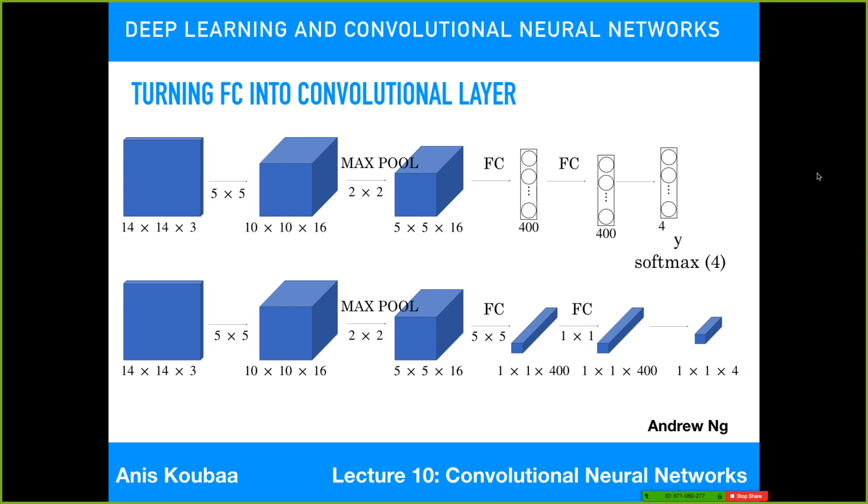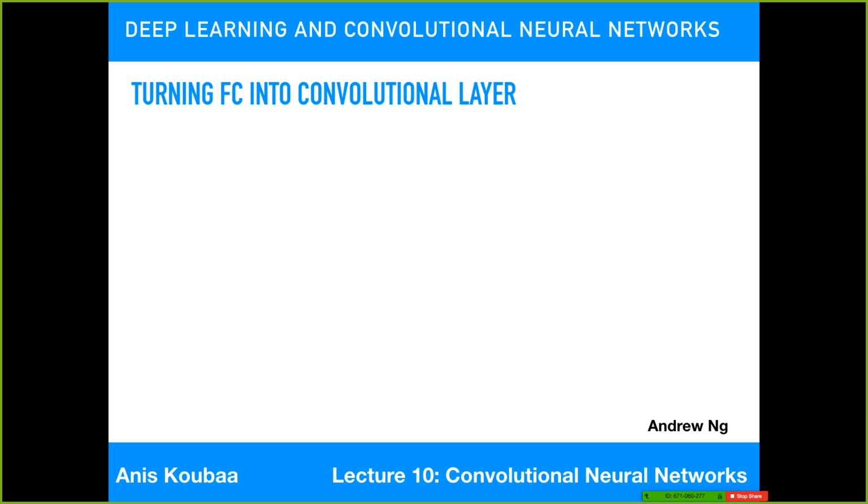Here we use a fully connected layer, and here we change the fully connected layer into a convolutional layer. But in the end, we will have the same number of values in this layer, or this layer, or this layer here. So now this is the concept of how to turn a fully connected layer into a convolution layer. Now the next question: why do we need to do this? How is this going to be helpful for us in the case of object detection? And this is what I'm going to explain in the next slide.